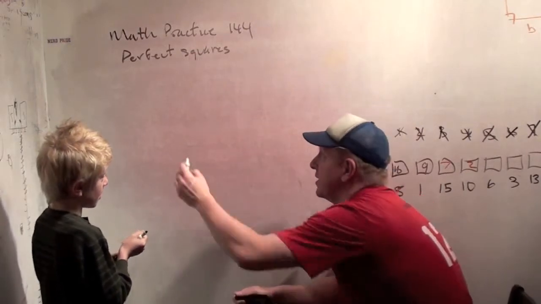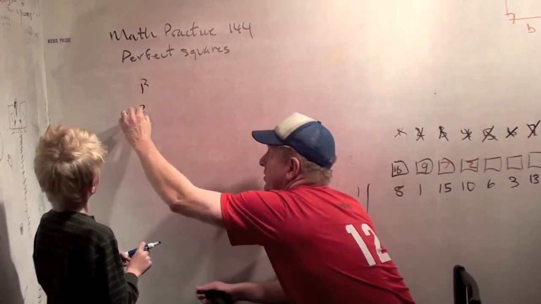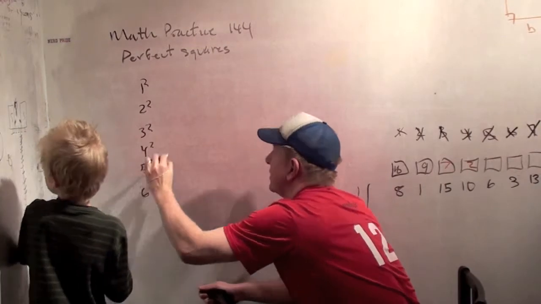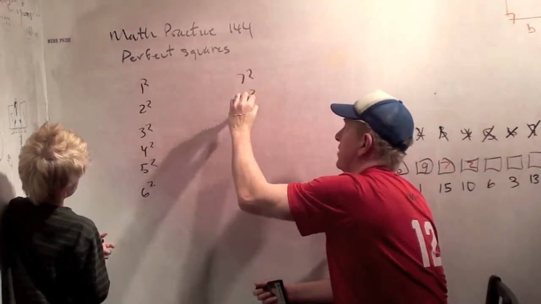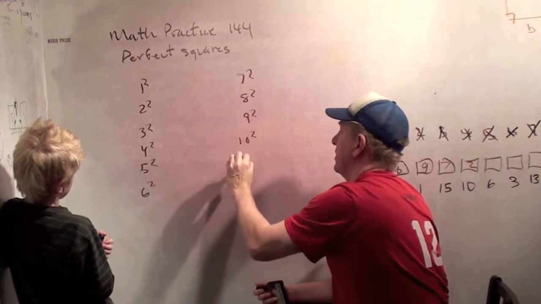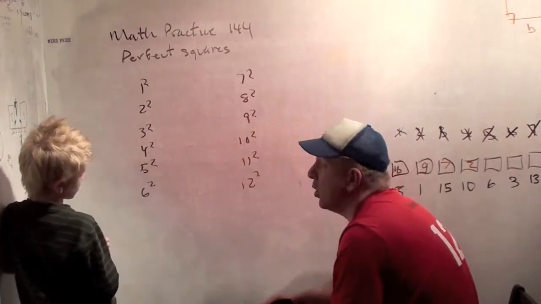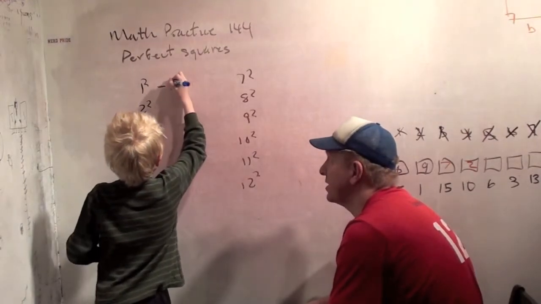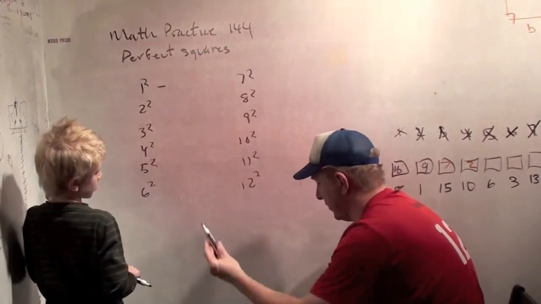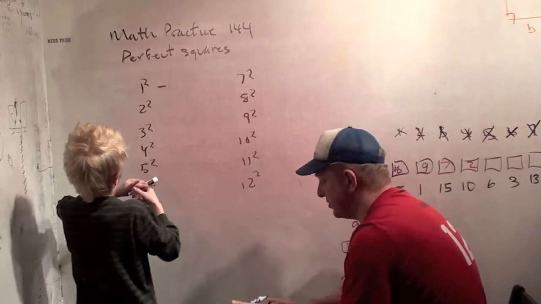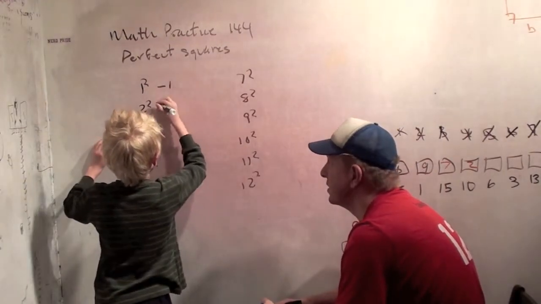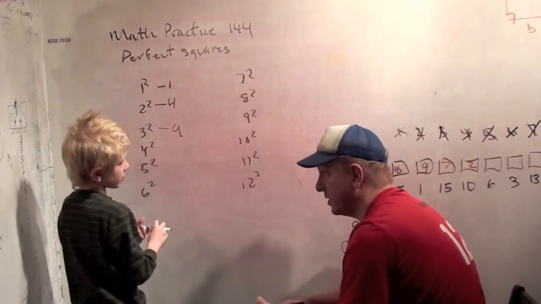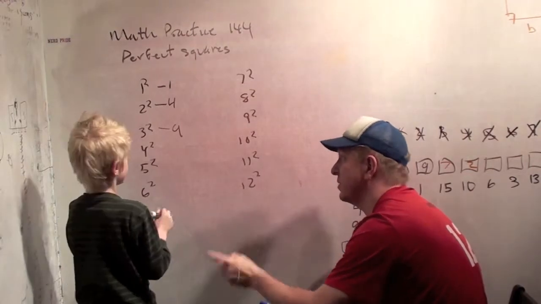Are you ready? Okay, so we're going to do 1 squared, 2 squared, 3 squared, 4 squared, 5 squared, 6 squared, 7 squared, 8 squared, 9 squared, 10 squared, 11 squared, and 12 squared. What is 1 squared? 1. 1 times 1 is 1. 2 squared, which means 2 times 2, is 4. 3 squared means 3 times 3, which is 9.